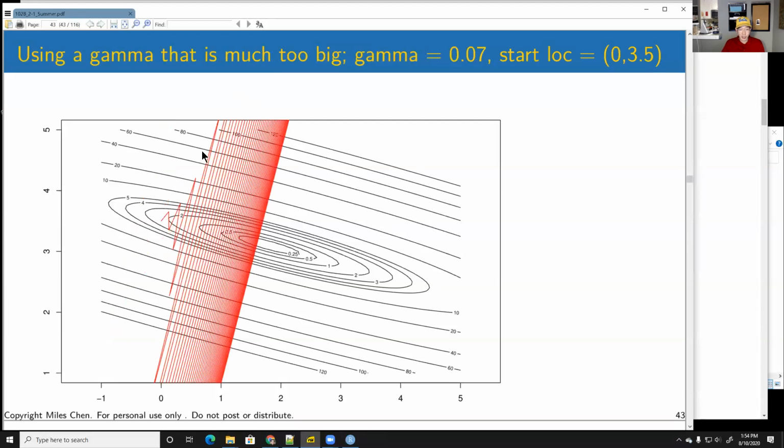Here's a gamma that is much too big. Again, this is a situation where you take a step and you end up on the other side of the hill, but at an even steeper location, and look at what happens. It diverges, and that creates a problem here. So this one's no good.